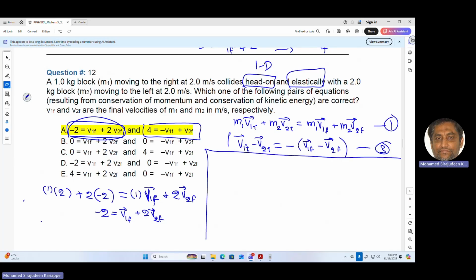This is number 3. Again, somebody help me. V1I is 2, plus 2, minus V2I, which is minus 2, equals this. These are all unknown, right? So you have to leave it like that. Minus goes in, it will be minus V1F, and minus minus will be plus V2F. So this is my other equation. When you further simplify, 2 minus minus 2 will be plus 4.